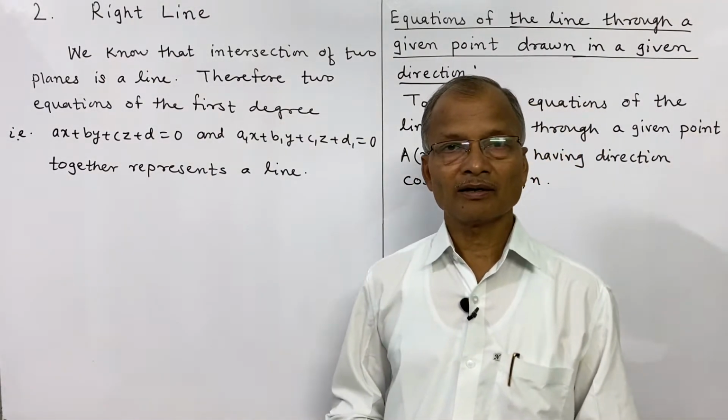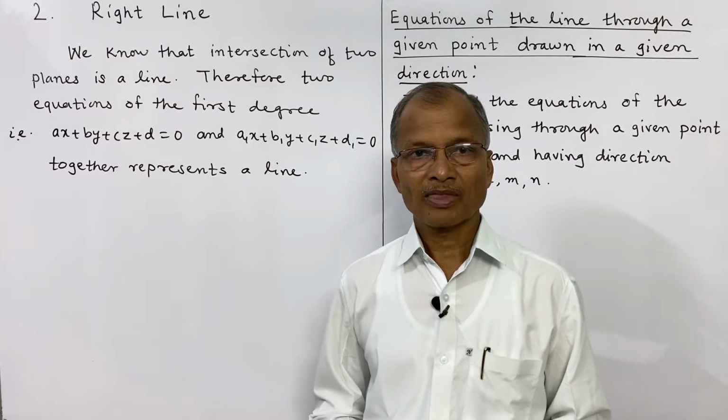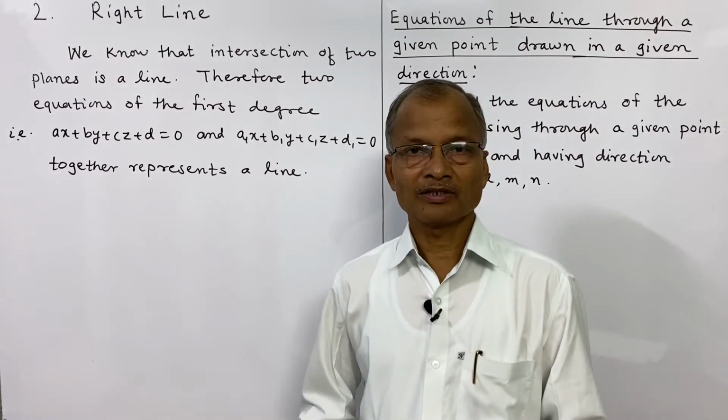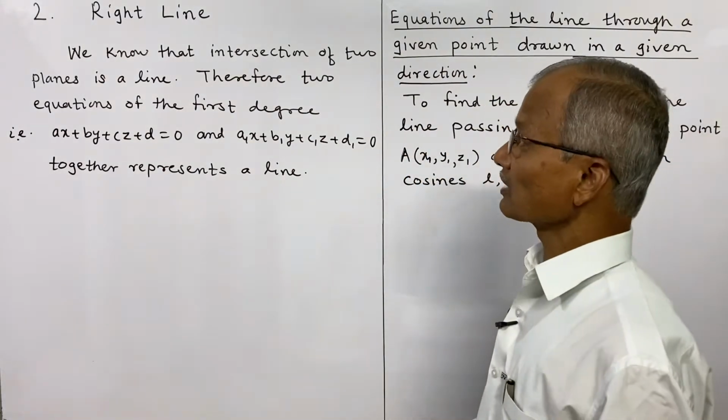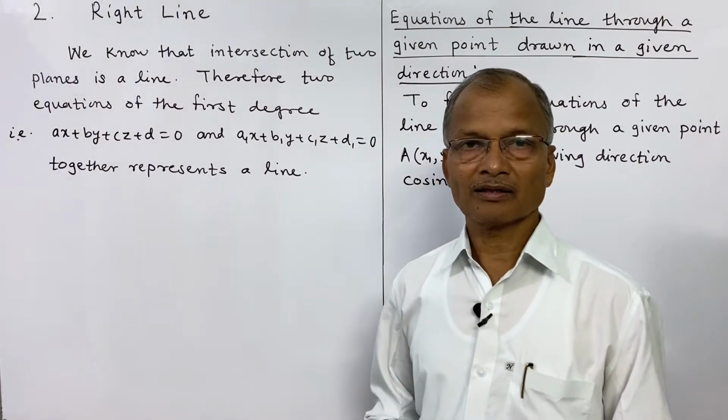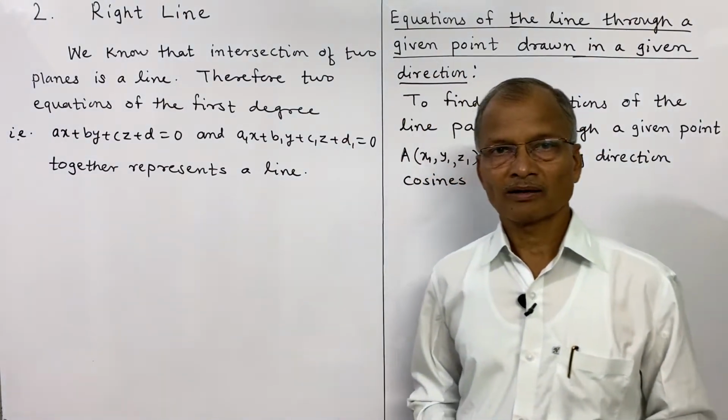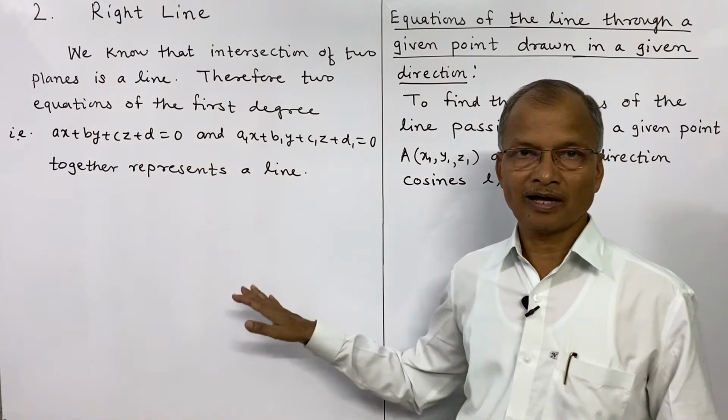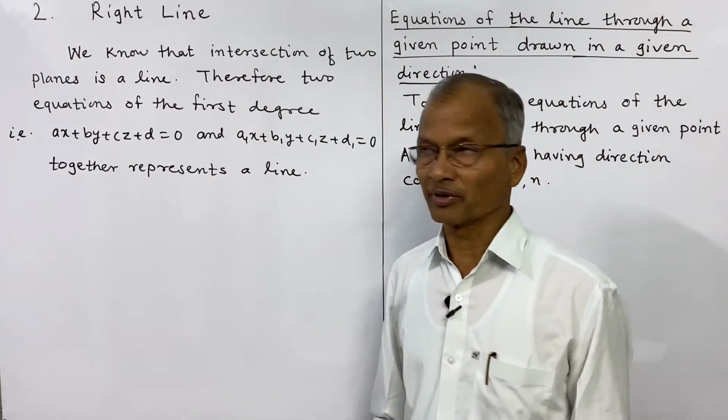We have studied the first chapter as the plane. Now in this lecture we will start the second chapter, which is right line. Right line means the straight line, as we are considering three-dimensional geometry or solid geometry.